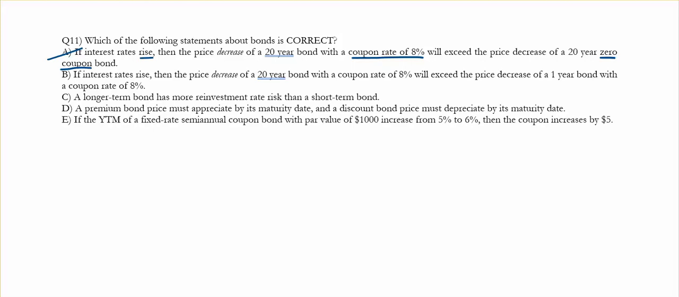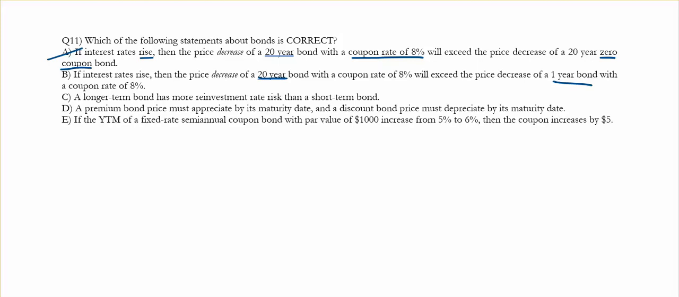If interest rates rise, then the price decrease of a 20-year bond with a coupon rate of 8% will exceed the price decrease of a 1-year bond with a coupon rate of 8%. So the maturity is the one thing that's different in this one. So this looks good because when interest rates rise, we know the price will decrease. The 20-year bond decrease will be greater than the 1-year bond decrease. So let's hold on to B. Let's check out the others though.